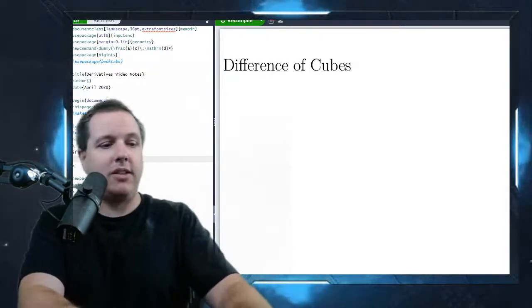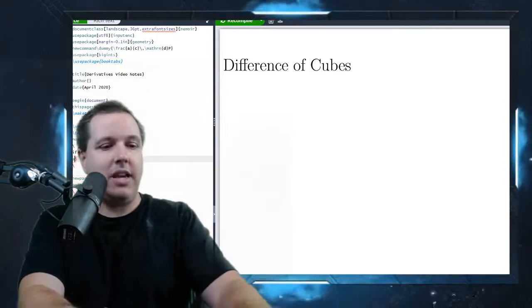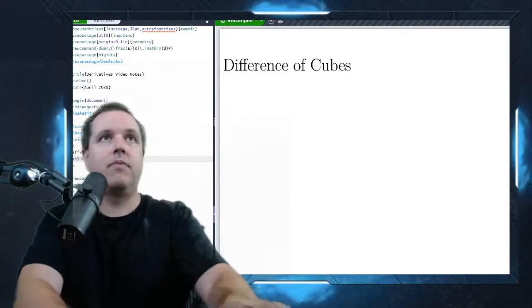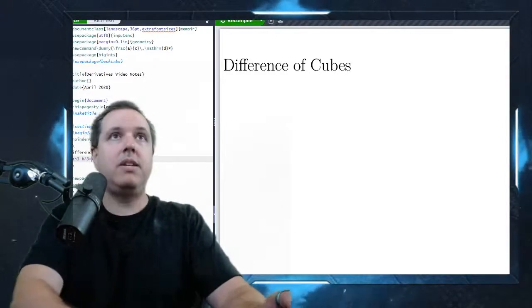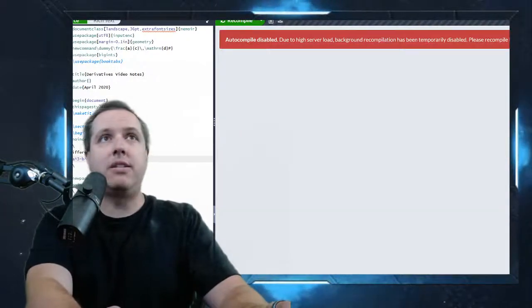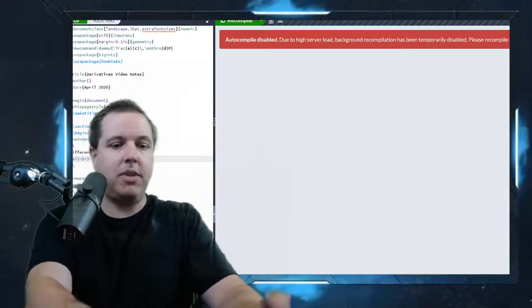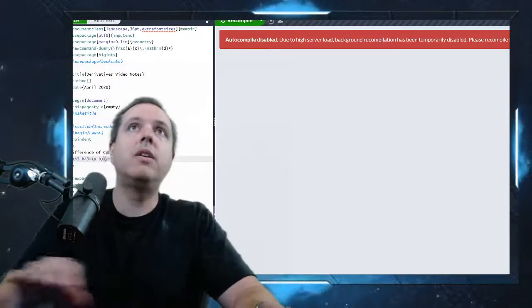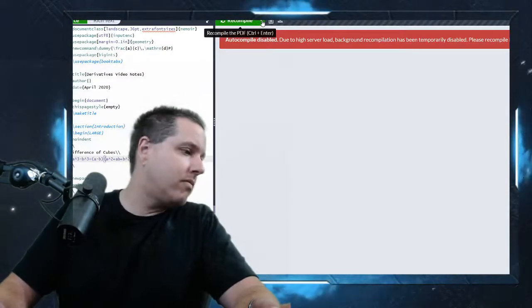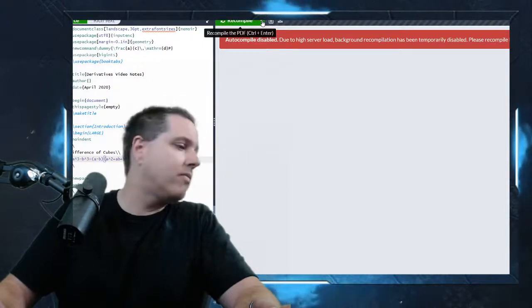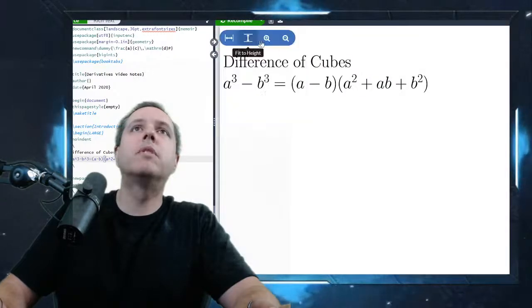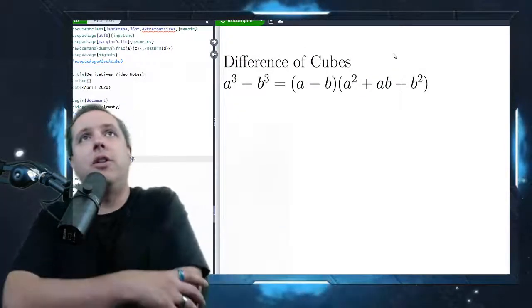So your formula for this, when you want to factor this, is that a cubed minus b cubed equals a minus b times a squared. Let's see, I've got to get my signs right. So this is going to be plus ab plus b squared. Okay, so this is your formula. This is how it breaks down.